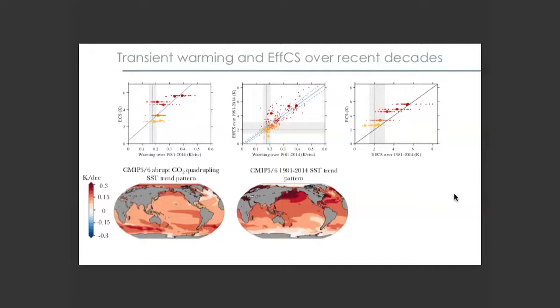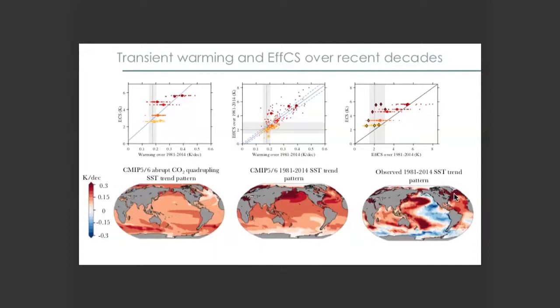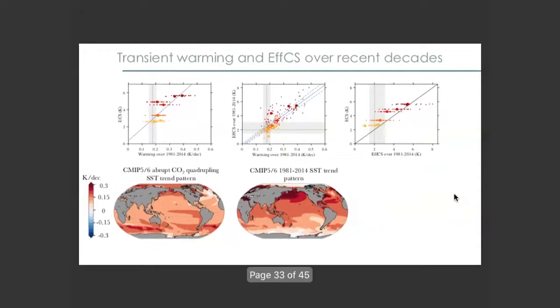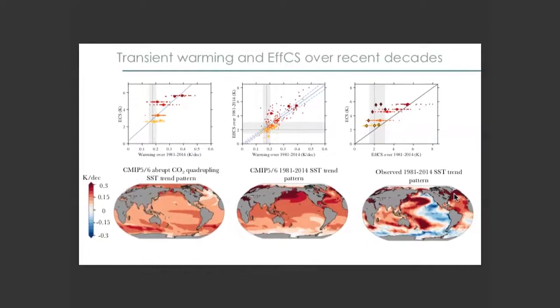If you take the same models, but run their atmospheric GCMs with the observed pattern of warming, you get these diamonds. The right figure here, as I toggle back and forth, is showing their effective sensitivity when you give them the observed warming rate, and they're all about 2 degrees, plus or minus a little bit. Even models with an ECS of something like 6 end up with an effective sensitivity of about 2 when you put in the observed pattern of warming.